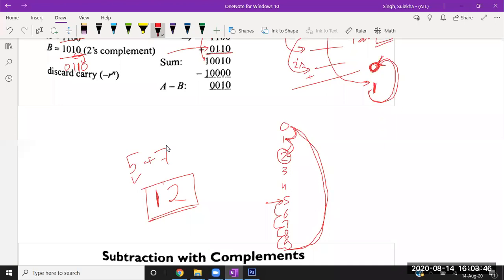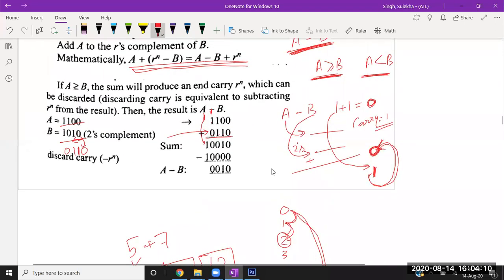Suppose I don't have any space for allocation of this one, so I will omit it, because this is the carry and this is my landing location. If I have enough space to accommodate all the numbers, I will accommodate all of them, so my answer will be 12. In this case, the same thing is happening.